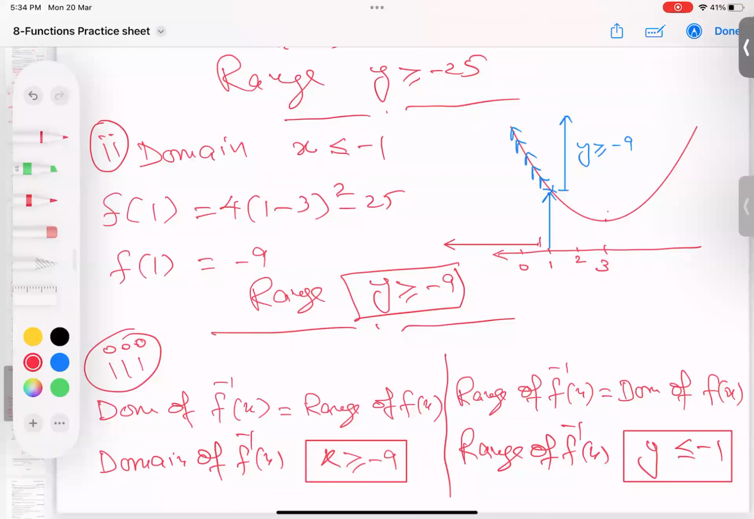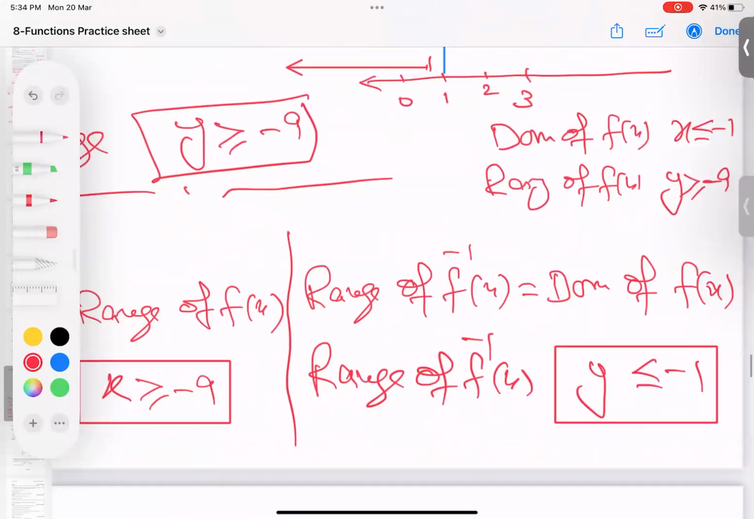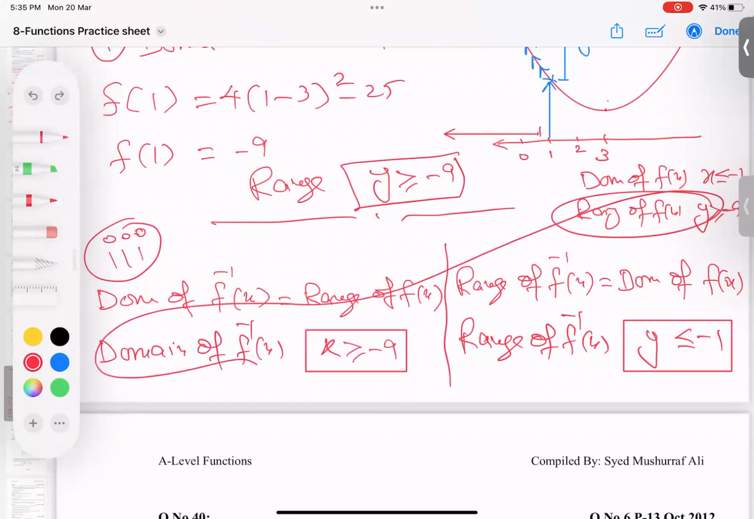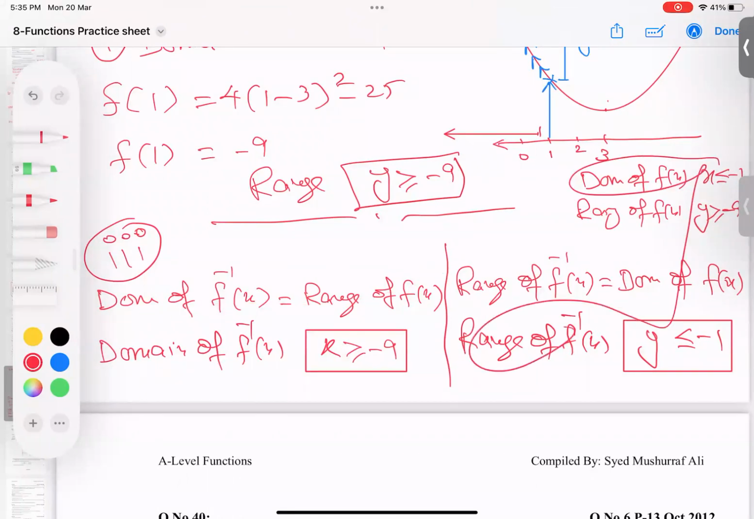I repeat the whole story once again. This is the domain. Okay, I'm writing on top. So the domain of the function is what? x is less than or equal to -1. The range of the function, I got what? y is greater than or equal to -9. Students, these two values I take as they are. Just one change: this x becomes y and y becomes x. And this range I will take as the domain of the inverse function, and the domain I will take as the range. Repeat: domain becomes range and range becomes domain.